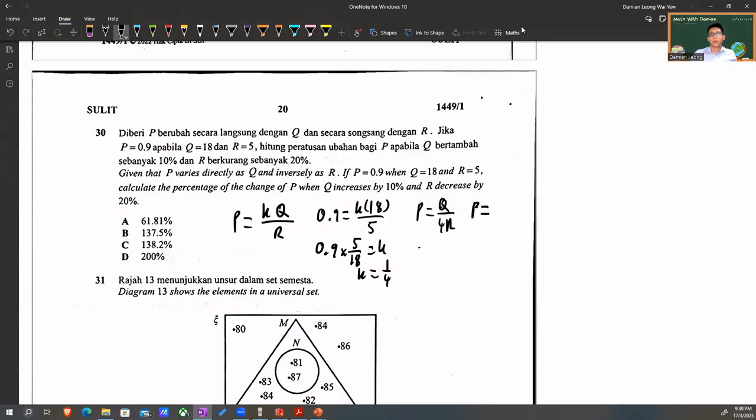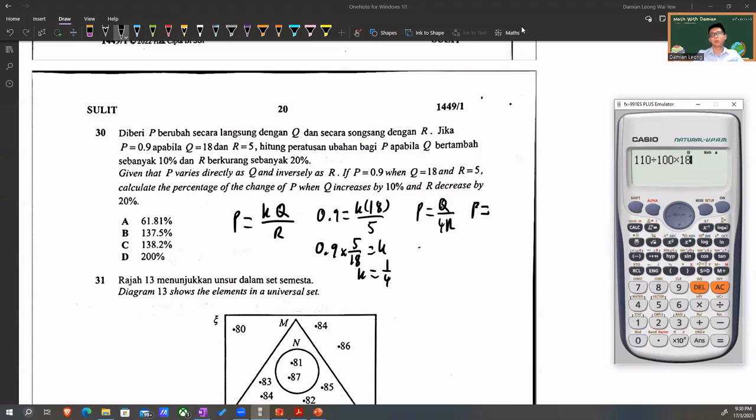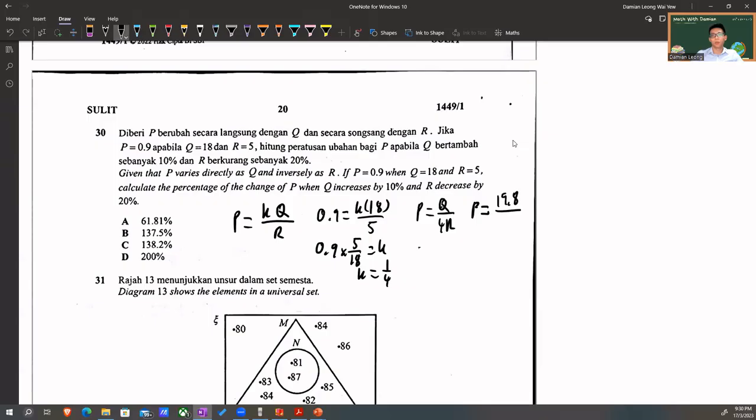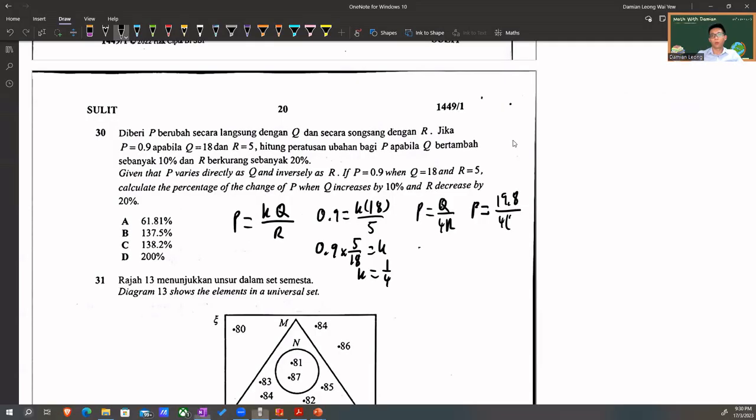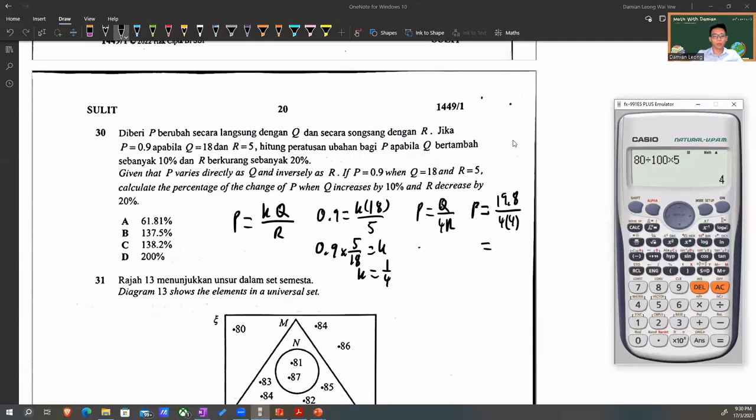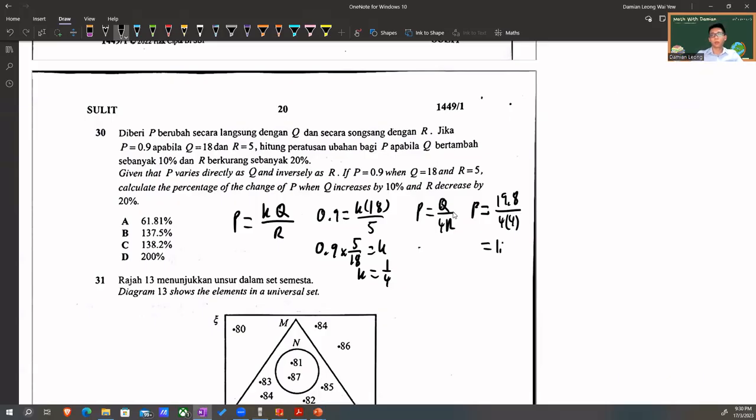So increase by 10%. 110% of 18 means 110 over 100 times 18, which is 19.8, over 4 times R. R is decreased by 20%, means 80%. 80% of 5, which is 4. So I calculate 19.8 over 4 times 4 is 1.2375.